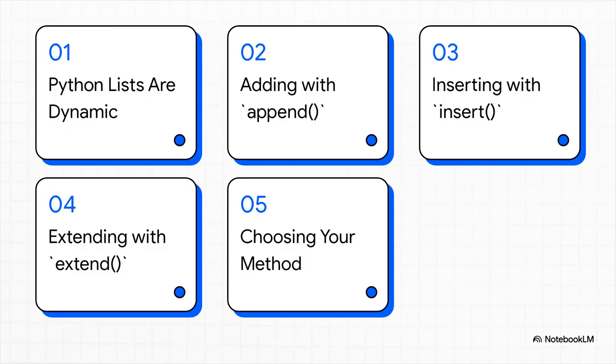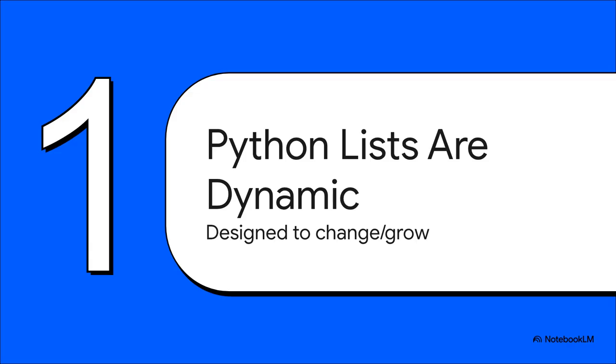So here's what we've got on deck. First, we'll touch on why Python lists are so cool and dynamic. Then, we'll jump into the big three methods: append, insert, and extend. And to wrap it all up, we'll figure out when to use which one. Simple as that. Okay, so let's get right into it.